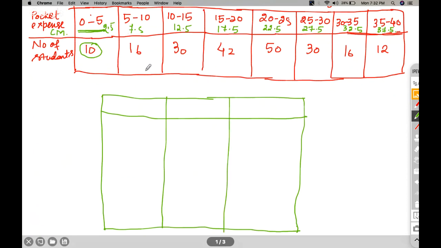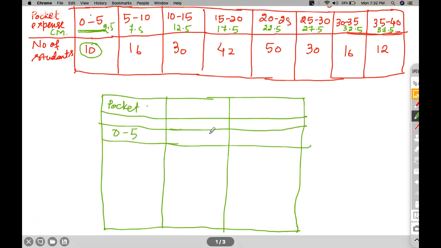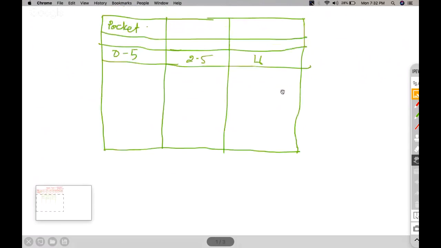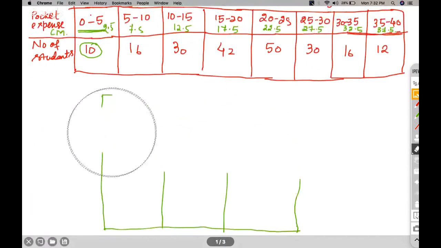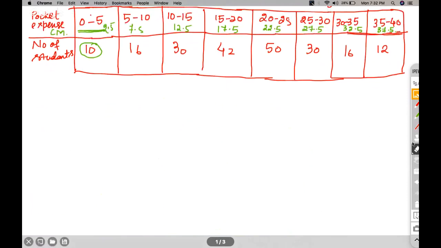Now I make this pocket expense. So pocket expense is from range 0 to 5. I'm leaving this row for now. Class mark is 16, and I keep on making this. Now what happens is, if I have this kind of data in front of me, let me just erase it for some time, and let me make the frequency polygon for you.